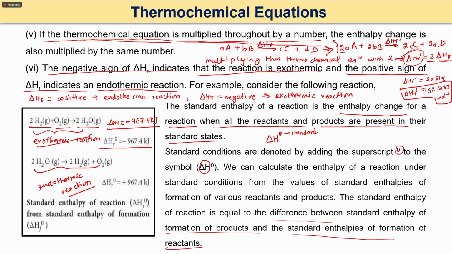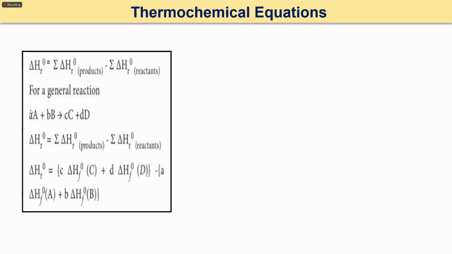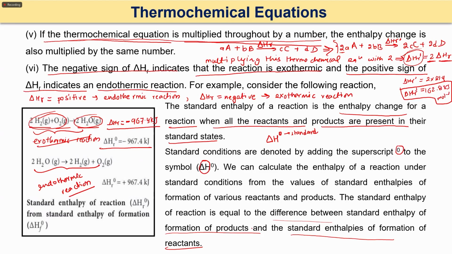So this is very important: the standard enthalpy of reaction is equal to the difference between the standard enthalpy of formation of the products and the standard enthalpy of formation of the reactants. So here they have written that if we want to calculate the standard enthalpy of the reaction, it is denoted by delta H R, and to denote standard we will use this sign. It will be equal to nothing but the difference between the standard enthalpy of formation of products.